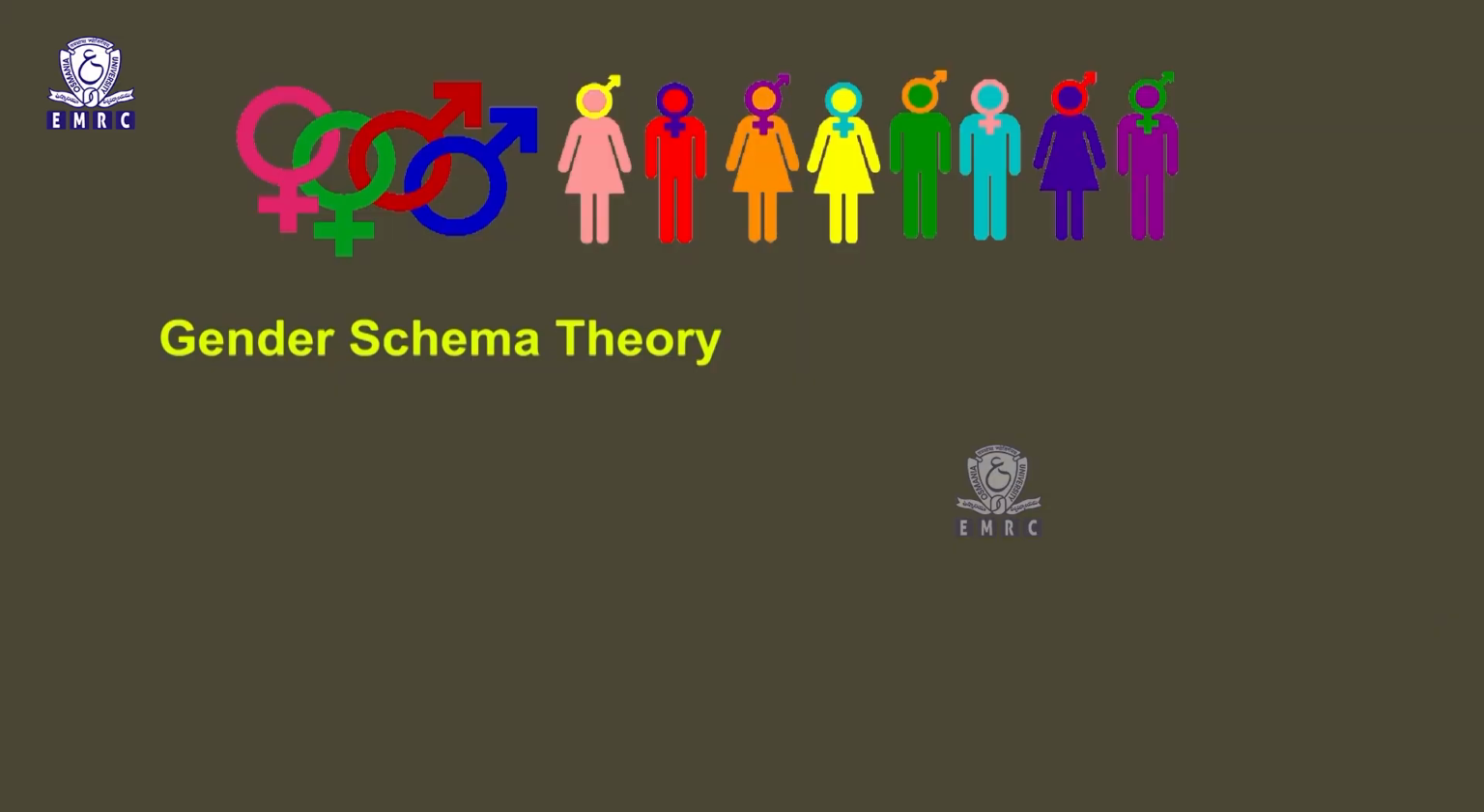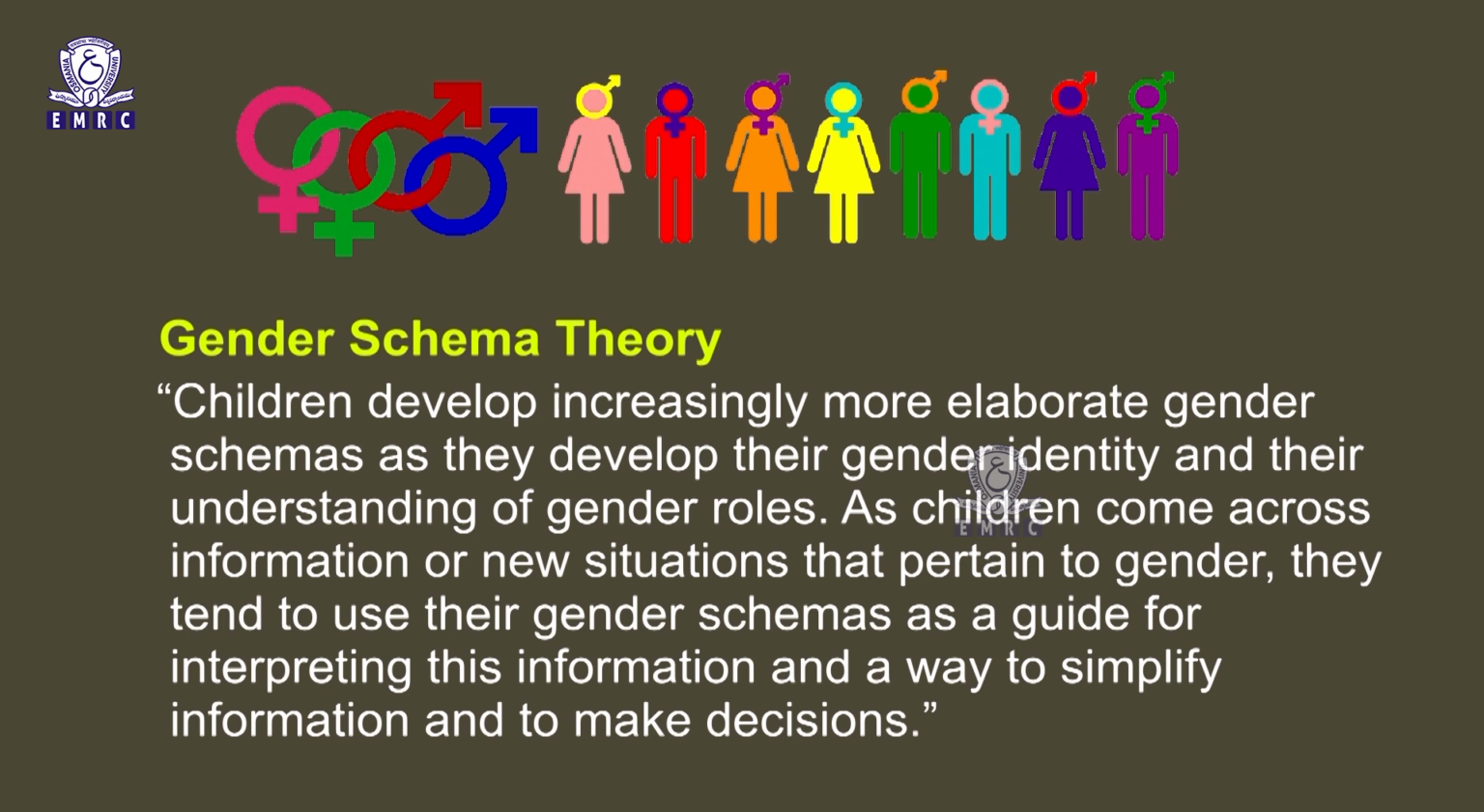This theory explains that children develop increasingly more elaborate gender schemas as they develop their gender identity and their understanding of gender roles. As children come across information or new situations that pertain to gender, they tend to use their gender schemas as a guide for interpreting this information, a way to simplify information and to make decisions. This theory can explain why children select specific toys or model certain behaviors. This theory emphasizes the process of learning gender roles and gender stereotypes.